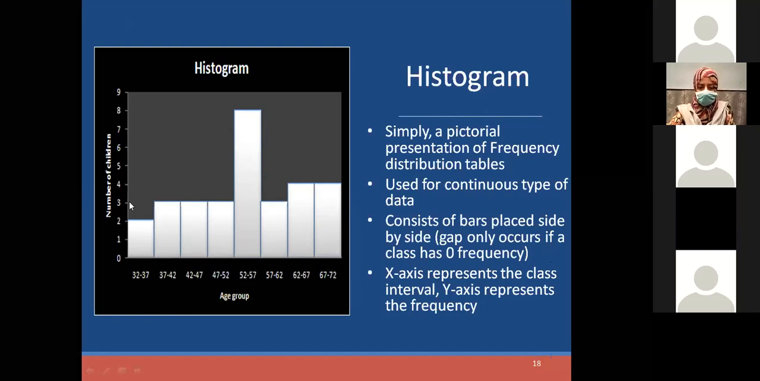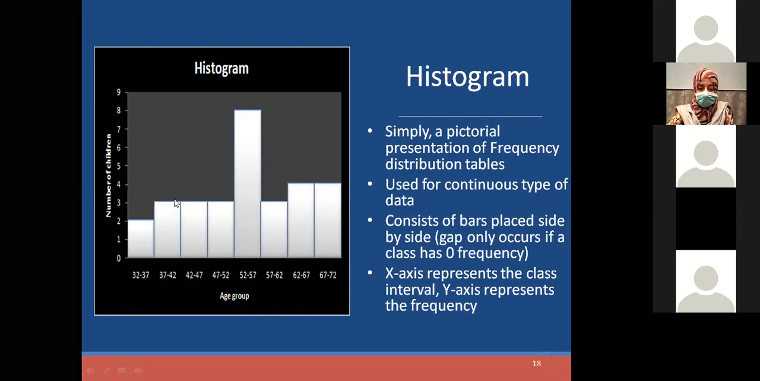The x-axis represents the class intervals and the y-axis represents the frequency. So for example, you have different age group women and the number of children that they have. This should have a label also. It has a label missing here. However, we will proceed with this. The age group, for example, women who are 32 to 37 years of age, they had two children.